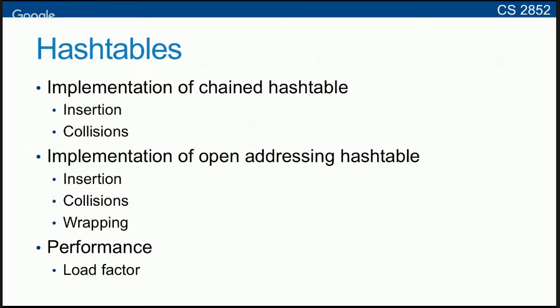So if, for example, I have 18 items in the hash table, and it is a chained hash table, if I have 18 items in the hash table and I have 12 slots, 0 through 11, then my load factor would be 18 over 12, or 1.5. We talked about what happens as load factors go up.